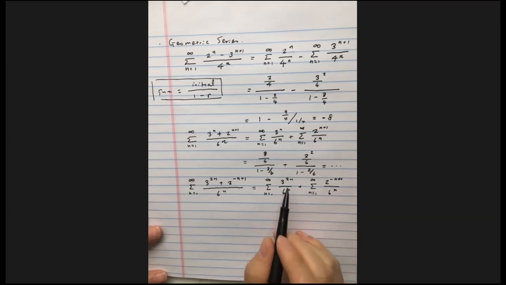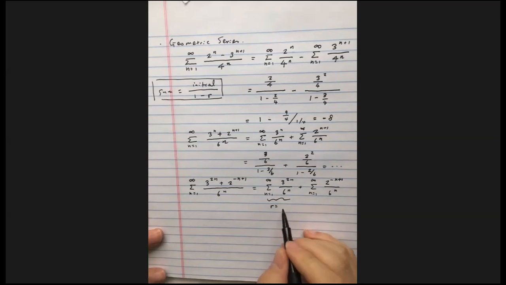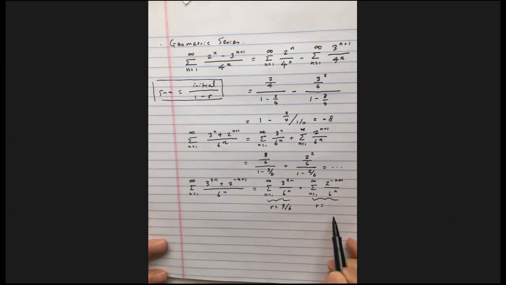let me ask you guys, what's the R value for this first piece? What is R in this case? Is it 9/6? 9/6, yes. And the R value for the second one is given by, because of the negative sign here, you should think about this as 1/2 to the nth power. So the R value in this case is 1/12.